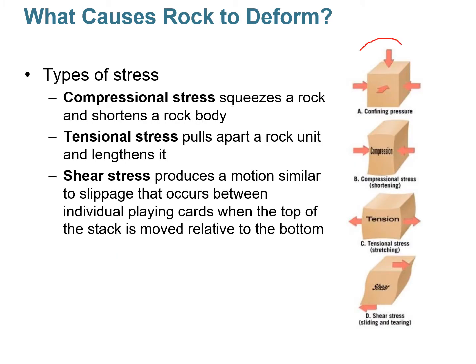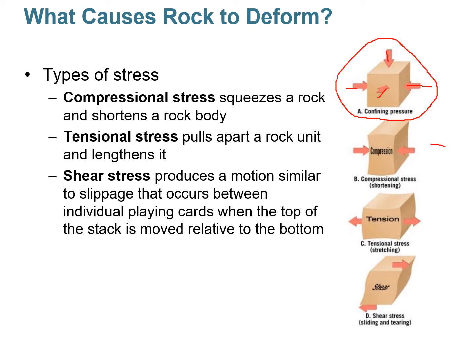So here are the different types. This is confining pressure. This is analogous to jumping into a pool and swimming to the bottom of the pool. You have to yawn or pinch your nose shut and blow to equalize that pressure. That's because you're under increased pressure. The weight of the water column is applying forces to your body equal in all directions.